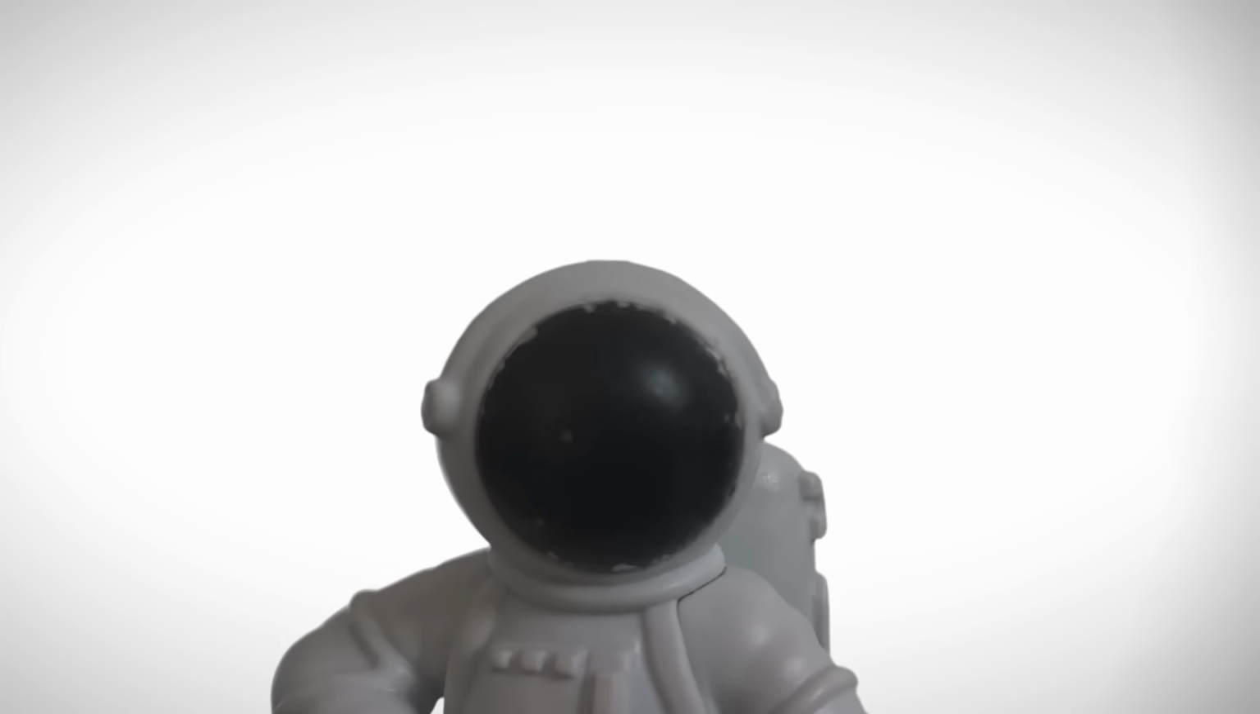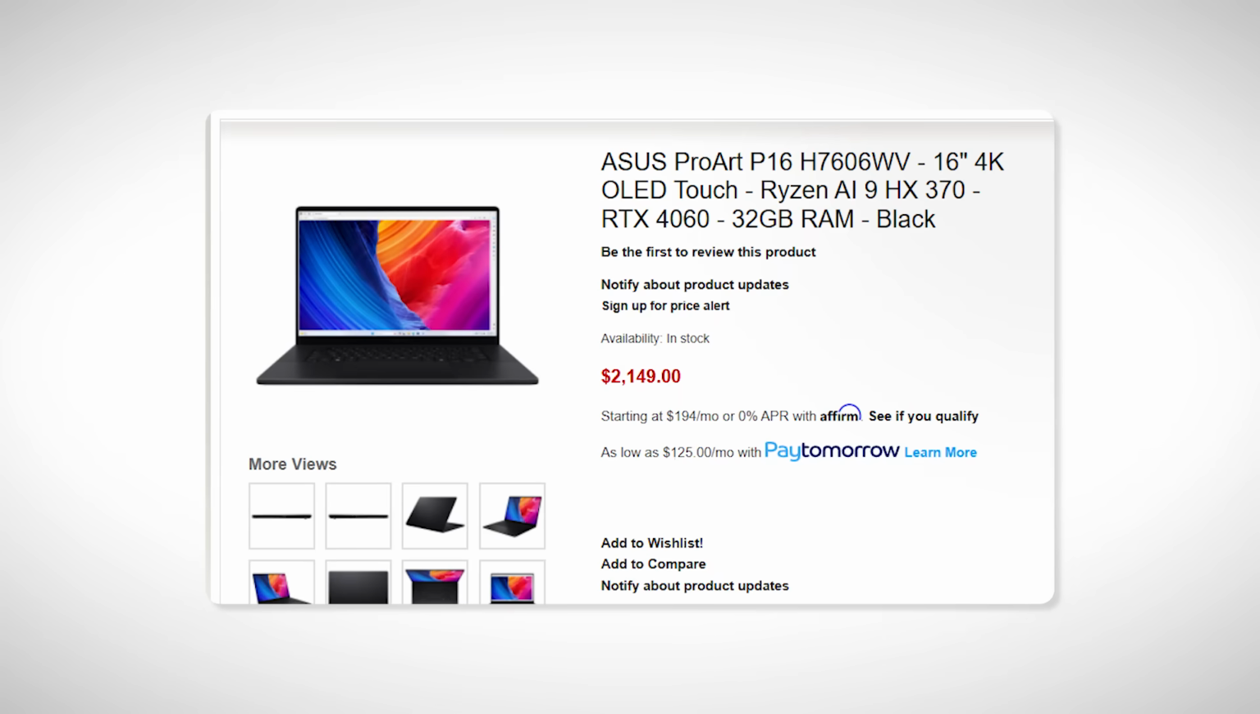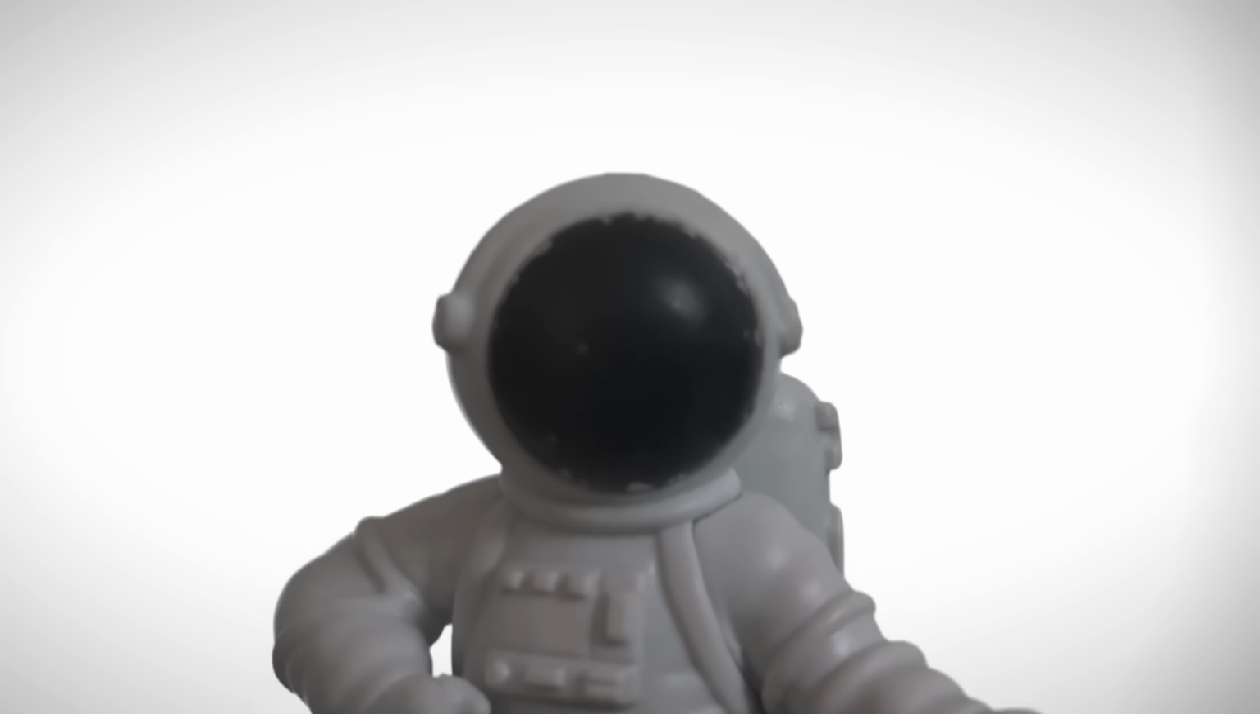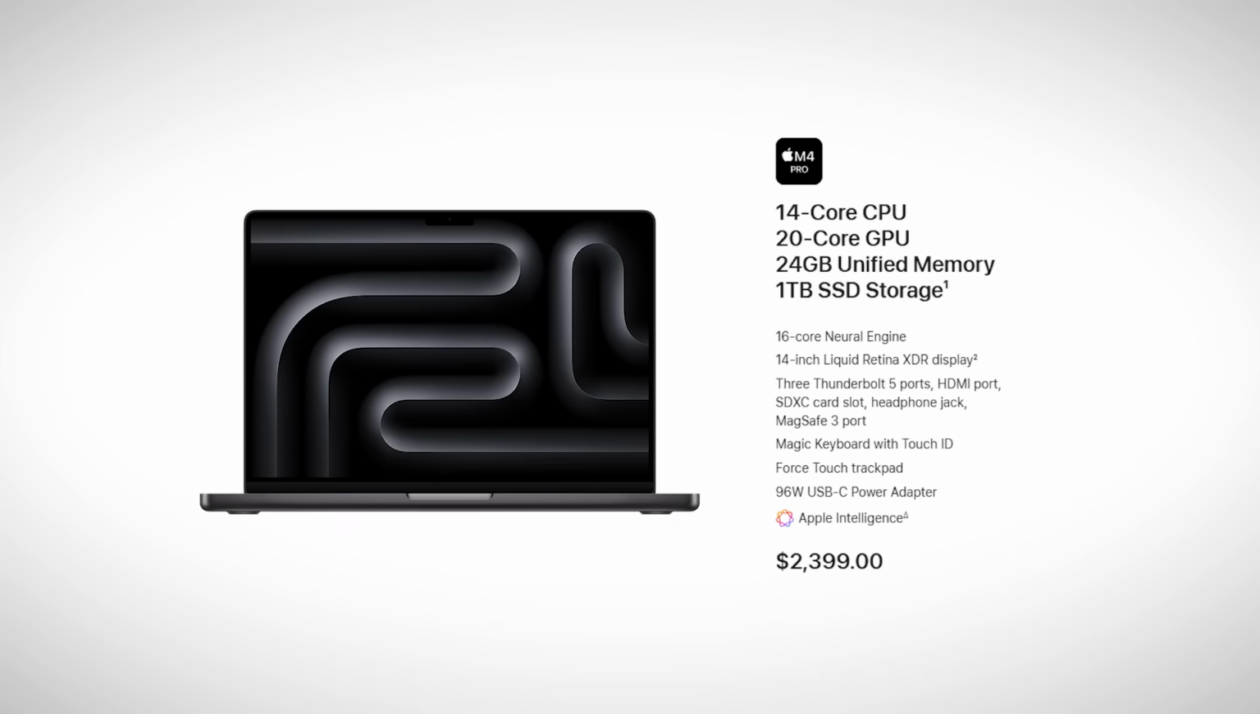But let's compare the P16 with MacBook competitors at the same price. The cheapest model of the ProArt P16 is $2,149. At least, that was the price I found. For the same price, you can't buy a MacBook Pro, but for $2,400, you can get the MacBook Pro with an M4 Pro chip. So there's about a $250 difference. And we'll only count it if the MacBook is noticeably better.